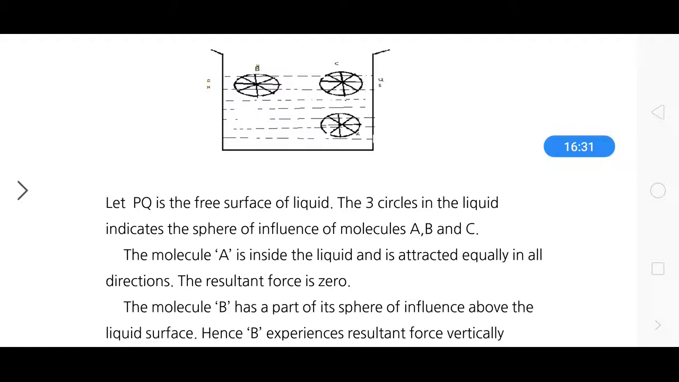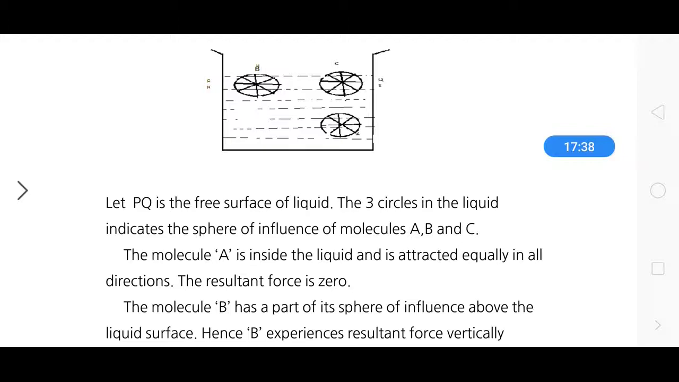Why are we considering three different spheres of influence at different positions? To find the resultant net force acting on the molecule. We know that there are molecular forces of attraction, which are cohesive or adhesive forces. Here we are observing water molecules, so cohesive forces exist between the molecules. For a molecule completely inside the liquid, molecule A is equally attracted by the molecules around it. So the resultant force is equal to 0.